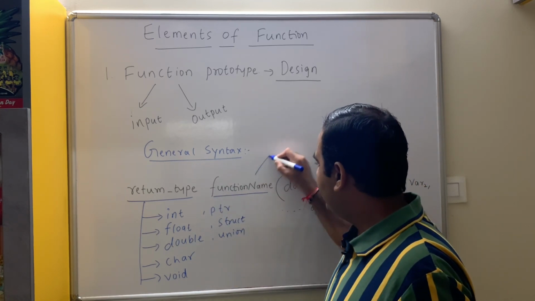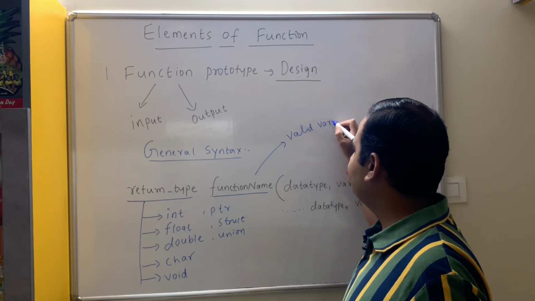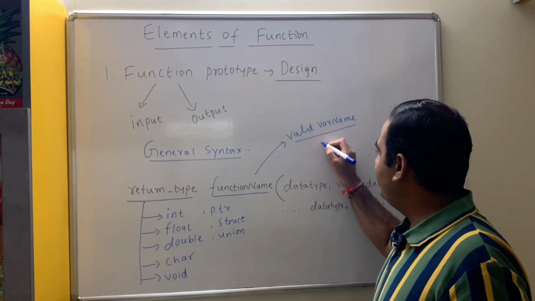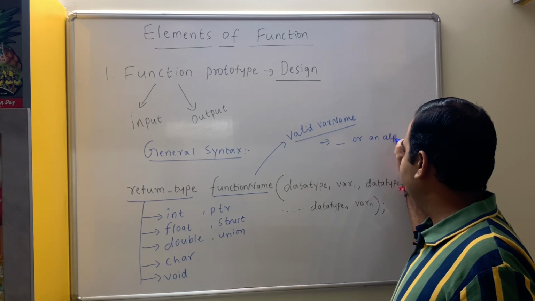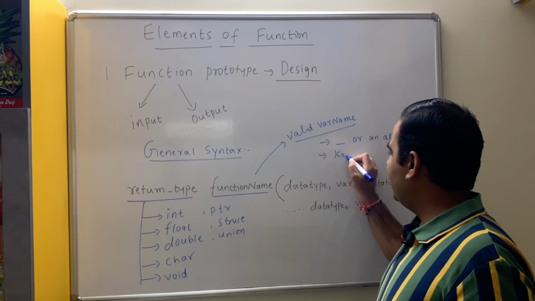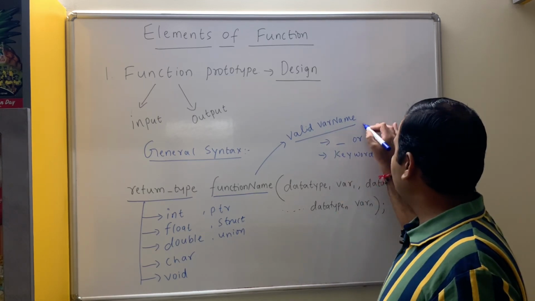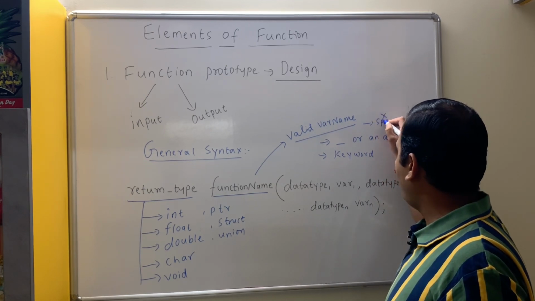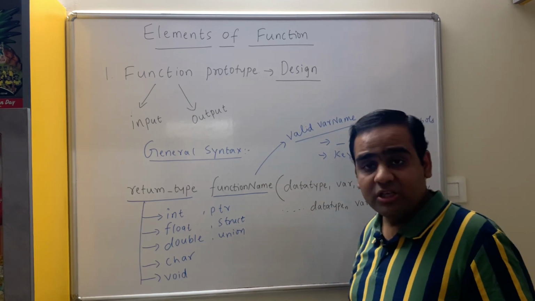The next thing that we see over here is the function name. What is a function name? A function name is any valid variable name. What are the rules for framing a variable name in C? It should begin with an underscore or alphabet. It should not begin with digits. It should not be a keyword. Keywords are reserved words. And it should not contain any special symbols or space. This is the function name.